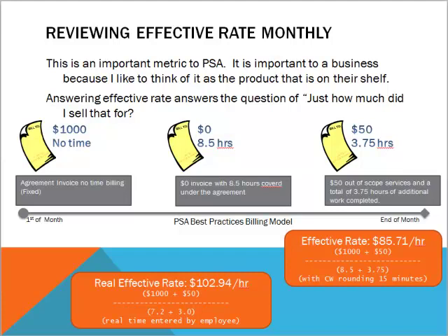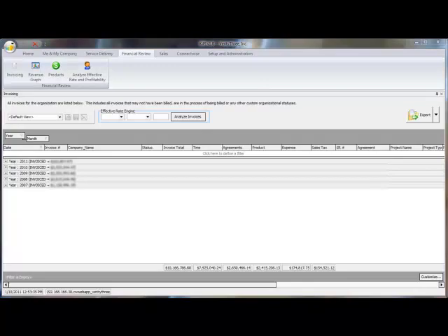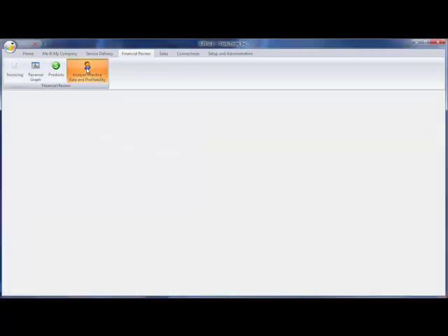It is important to know both of those numbers, and KiPI makes them readily available to you for review. To calculate the effective rate in KiPI for the agreements model, there are two screens that you would use. Under Financial Review, you would go to Invoicing and open up that view. And you'll also want to go under Financial Review, Analyze Effective Rate and Profitability.